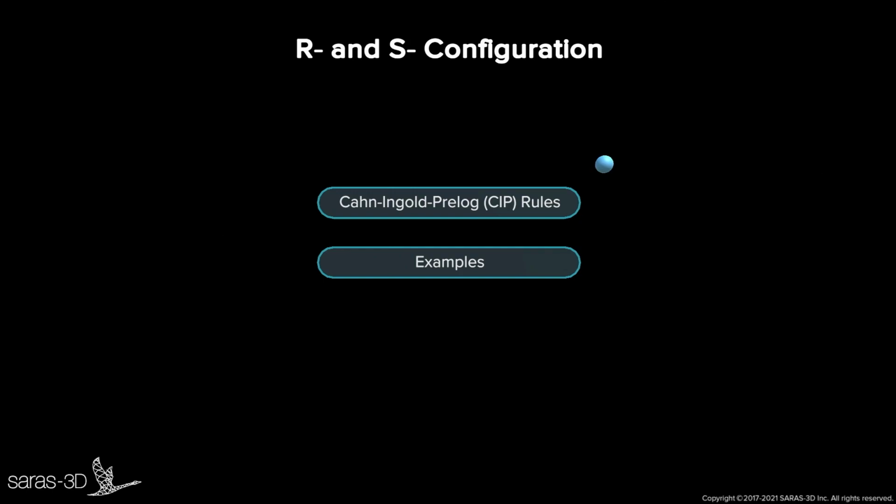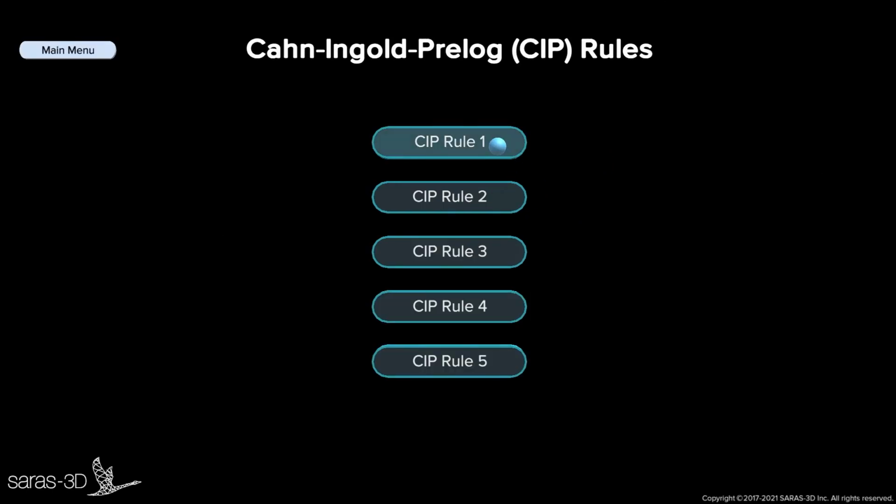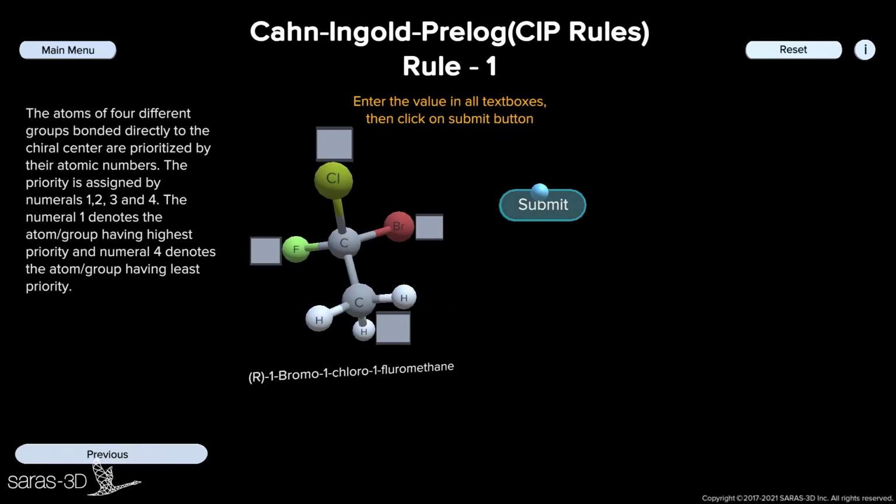So the first rule says that we have to assign the priorities to the atoms that are bonded directly to the chiral center, and these priorities are assigned based on the atomic number of the atoms bonded directly to the chiral center.